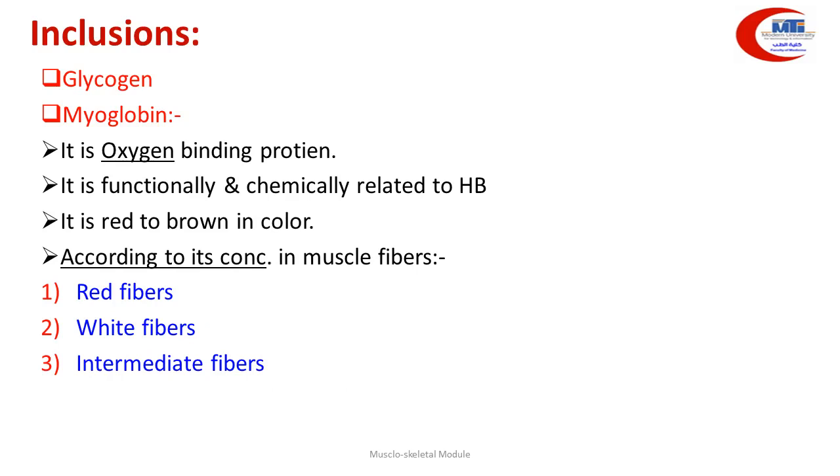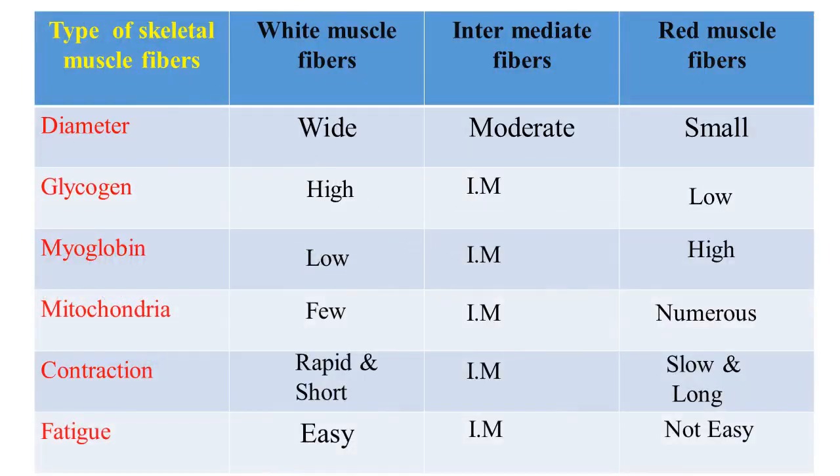Myoglobin is an oxygen binding protein similar to hemoglobin. It is red to brown in color, and according to its concentration in muscle fibers, the muscle fibers are divided into red fiber, white fiber, and intermediate fibers. This is a comparison between the three types of muscle fiber.